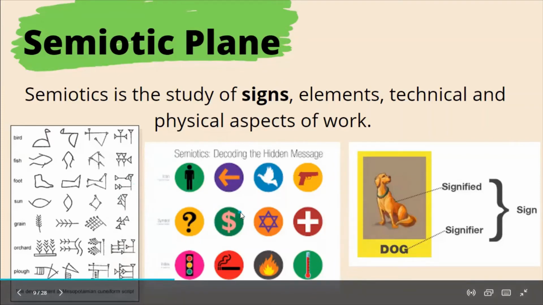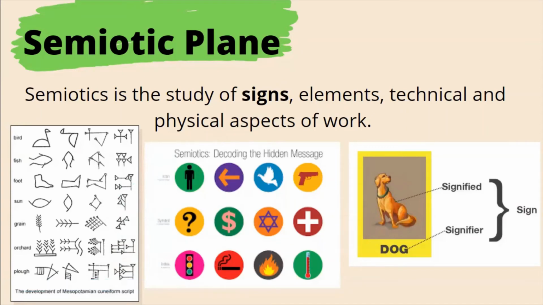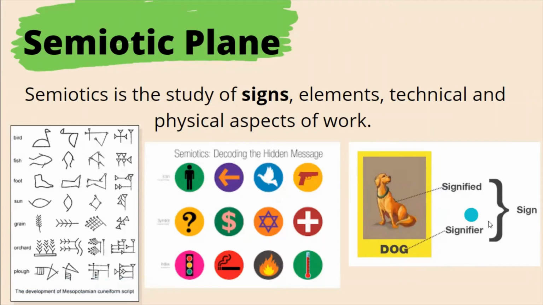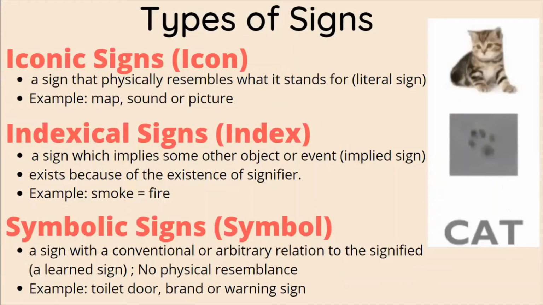Like signs, road signs and all. For example, here you see a dog, so your signifier is a dog, and your interpretation is that it is really a dog. So in semiotics, you focus on what you see. You are analyzing.